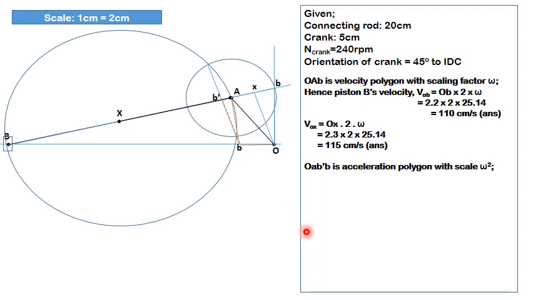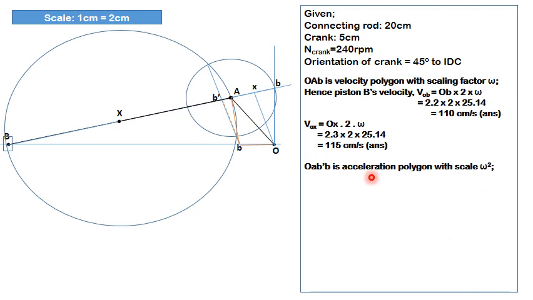One more thing you have to do is connect A and B. So this AB is the resultant of AB' and B'B, that is radial acceleration and tangential acceleration. AB' is radial acceleration. Please remember, in this acceleration polygon O A B' B, AB' represents radial acceleration, BB' represents tangential acceleration. So this is the acceleration polygon with scale omega square. As I have mentioned, the scaling factor for Klein's construction in the velocity polygon is omega. For the acceleration polygon, it is omega square.